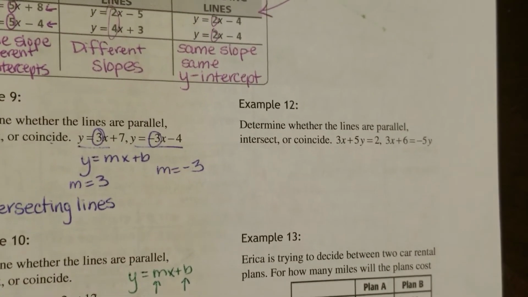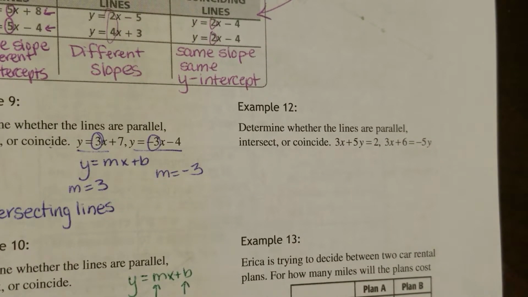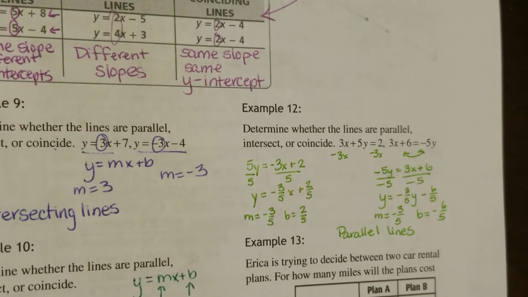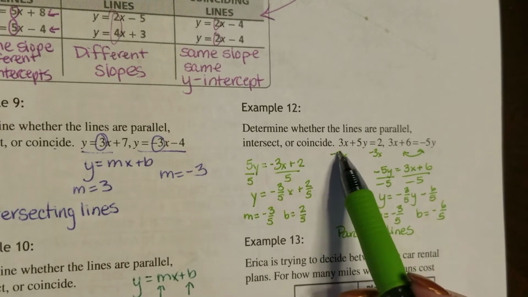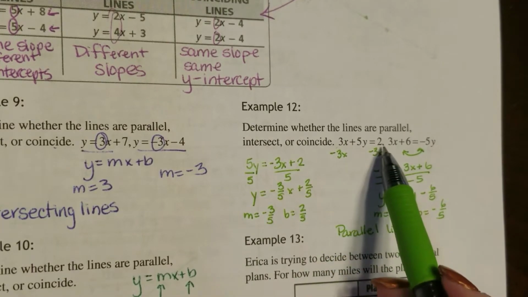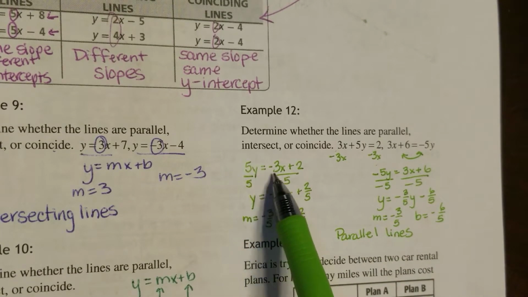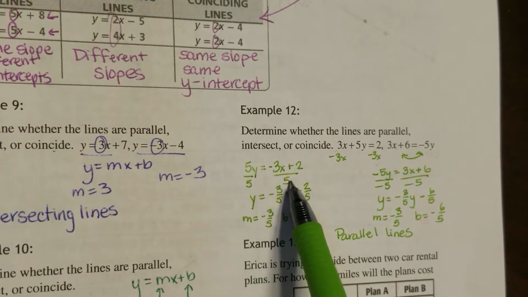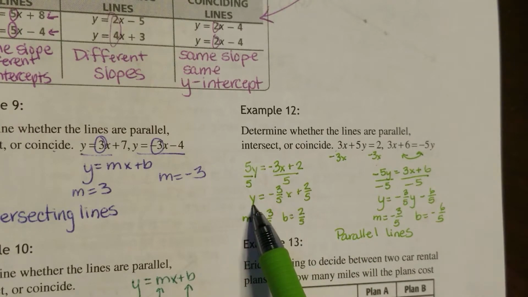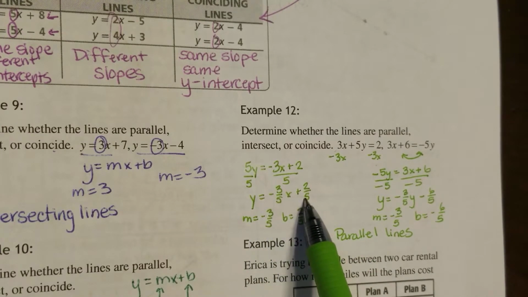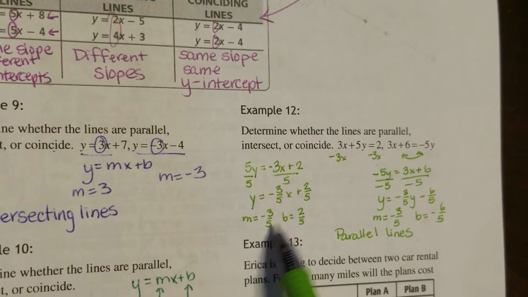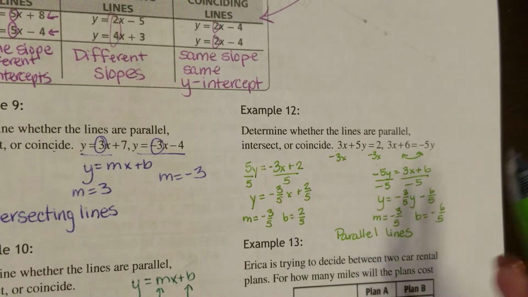So take another moment if you need to work on number 12. So once again, you have to do some manipulating. On this first equation, 3x plus 5y equals 2, I'm going to subtract 3x from each side, giving me 5y equals -3x plus 2. I'll divide by 5 on each side, leaving me with y equals -3/5 x plus 2/5. That -3/5 is the slope and the 2/5 is the y-intercept.